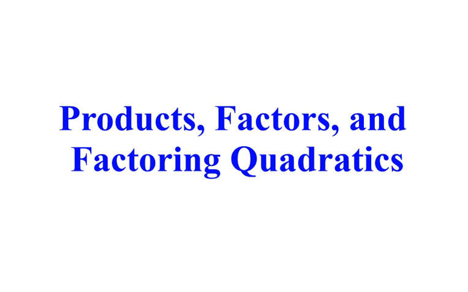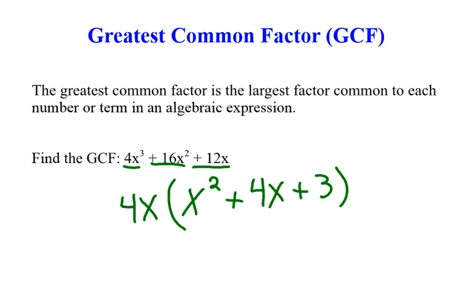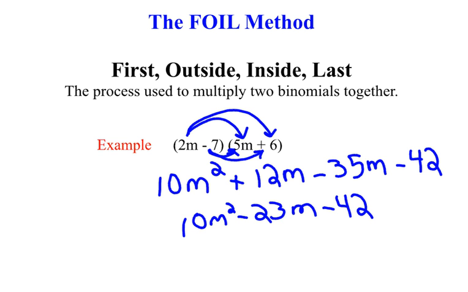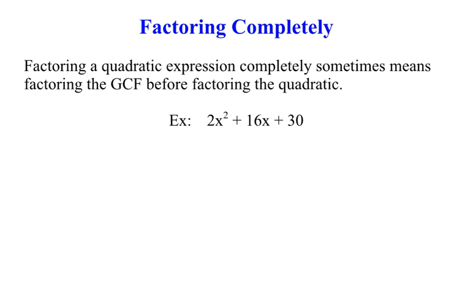So we're continuing to talk about products, factors, and factoring quadratics. Yesterday, we introduced vocabulary that was very fundamental, and we started to talk about factoring the GCF and the FOIL method, which is basically what the factoring is based off of, right? It's the opposite of the FOIL method. And then we did some factoring with some quadratics here. And we're going to continue with this example, factoring completely.